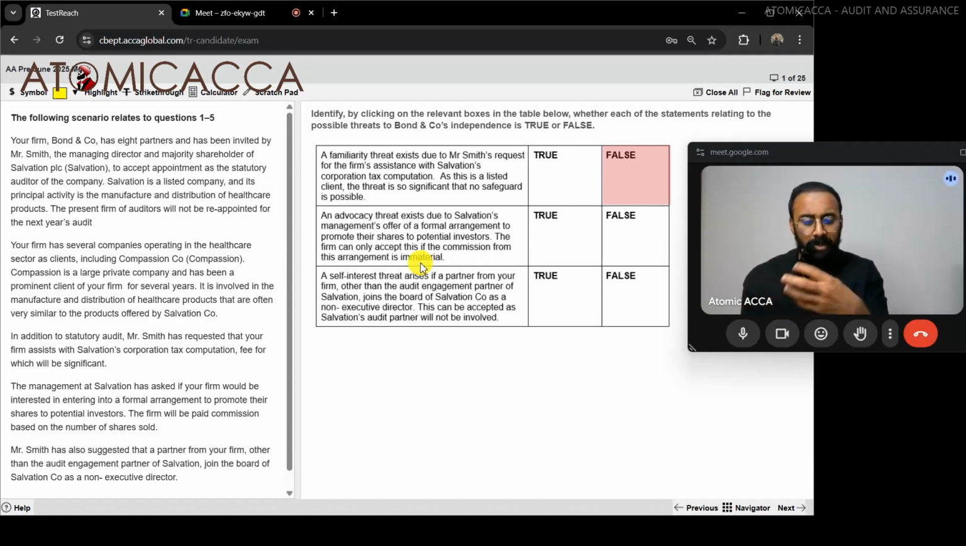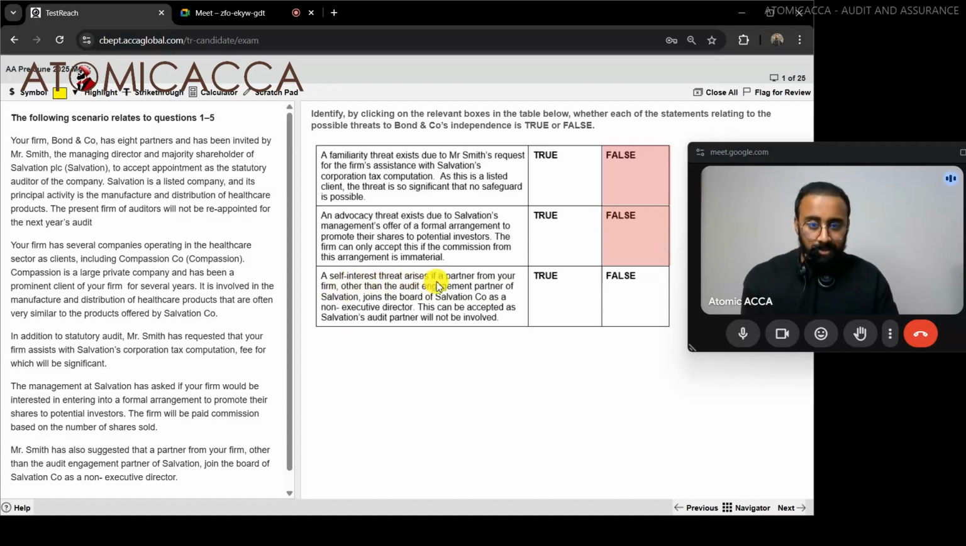Secondly, be it for small amount or be it for big amount, you should not accept it. So they told that the firm can accept it if commission is immaterial, but you should not do it. You should not promote your client shares in front of anyone, because that seems to be like a major thing. Even if it is immaterial, the work that you're doing is a material activity. So you should not be involved in it. So that is also false.